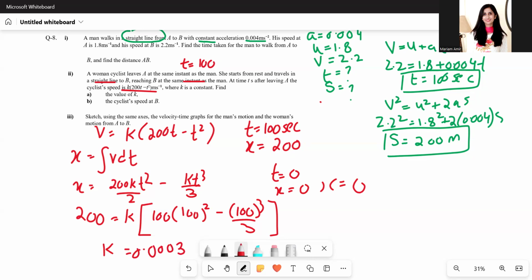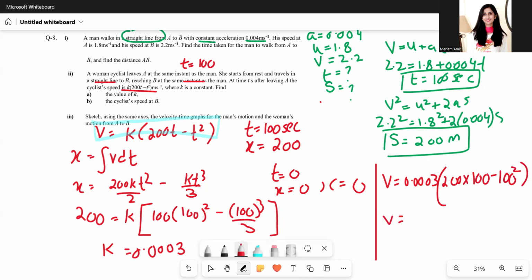Okay, k is found. Now it says find the cyclist's speed at B. Okay, so this is the expression for the speed, and we know that the journey time is 100 seconds, and now we know the value of k as well. So v will be equal to, substitute the value of k and replace t with 100. This will give 3 meters per second.